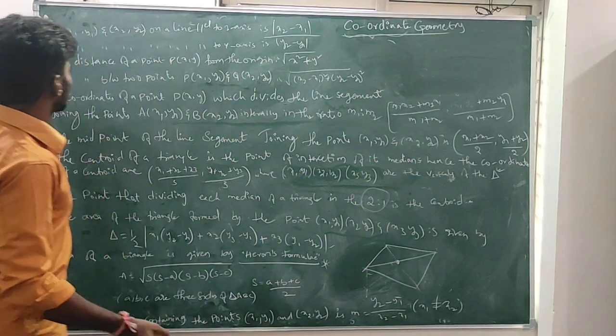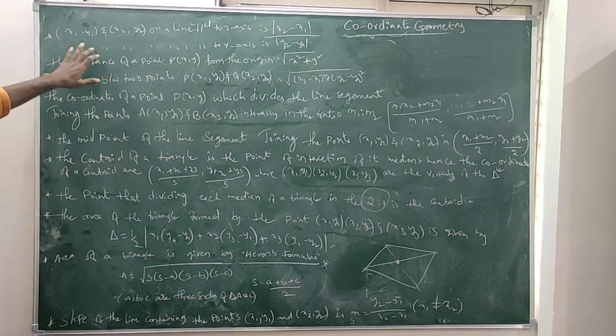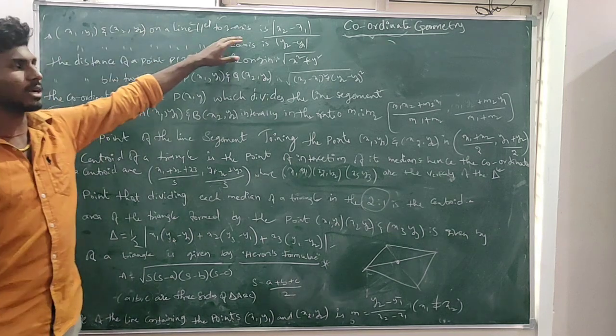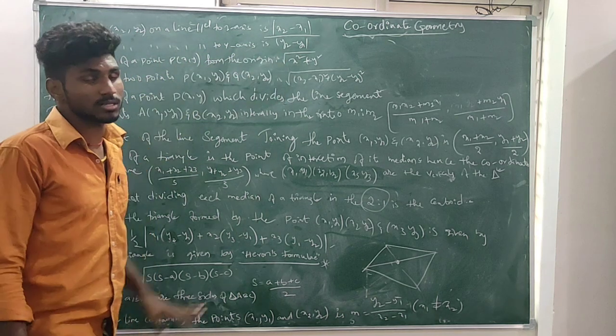So the very first point in this chapter is, if you have points x1 comma y1 and x2 comma y2 on a line parallel to the x-axis, then your formula to find the distance is x2 minus x1.